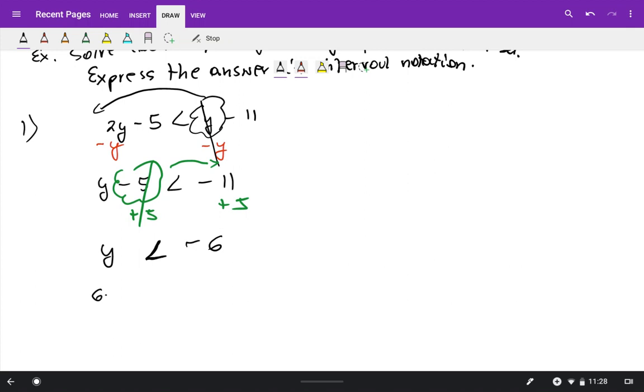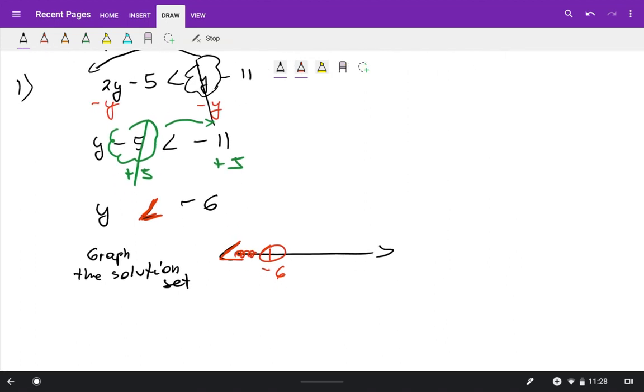So we need to graph it. Graph the solution set. On the number line, I'm going to put negative 6. Since I have a strict inequality, it's an open circle. My inequality matches the direction of the number line, so I'm shading everything to the left. And the interval notation will be from negative infinity to negative 6, parenthesis.